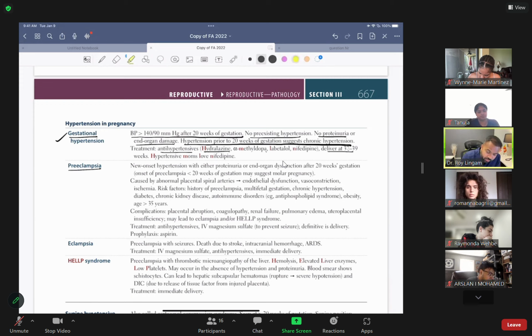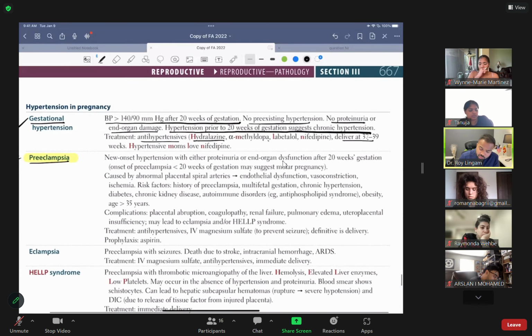preeclampsia. I will highlight that. That tells you that's a danger when we start. A new onset of hypertension with either proteinuria or end organ damage after the 20th week of gestation. What's the difference between that and gestational hypertension? Gestational hypertension is the same thing after the 20th week, but no proteinuria and no end organ damage. Is that clear, folks? If you have high blood pressure after the 20th week, proteinuria, end organ damage, then we call it preeclampsia. That's all it is.